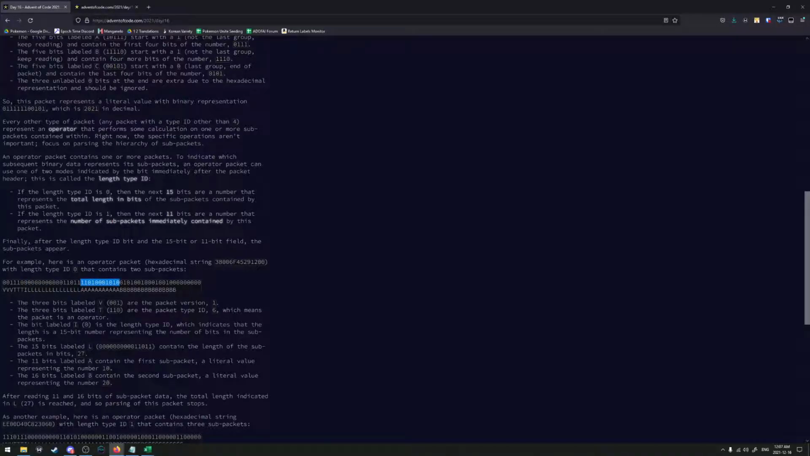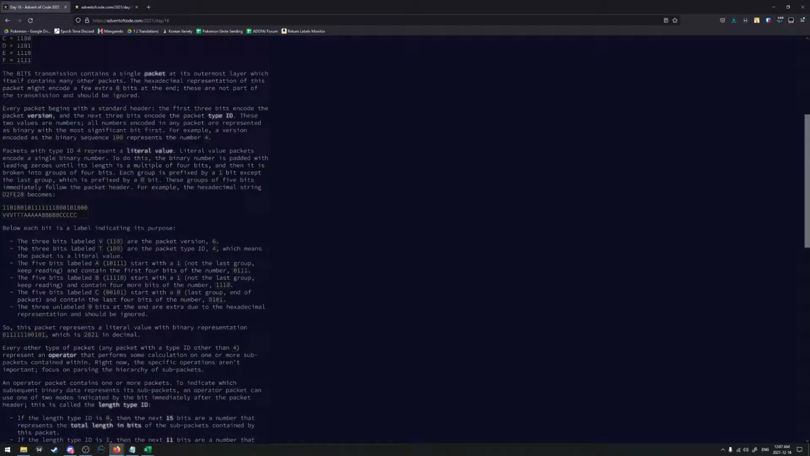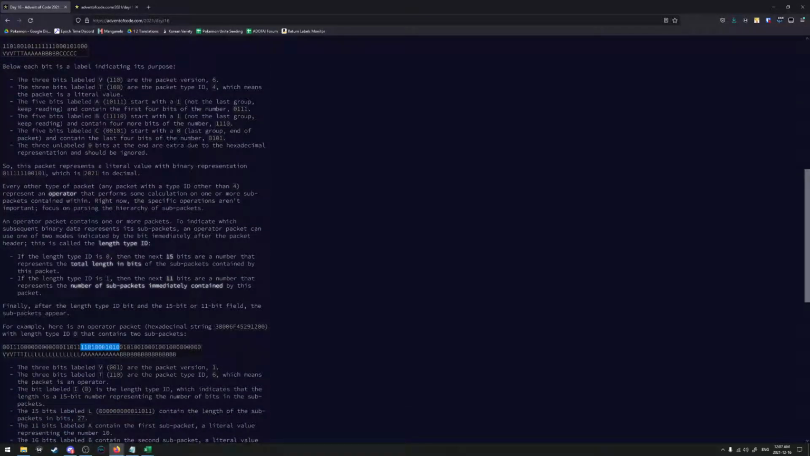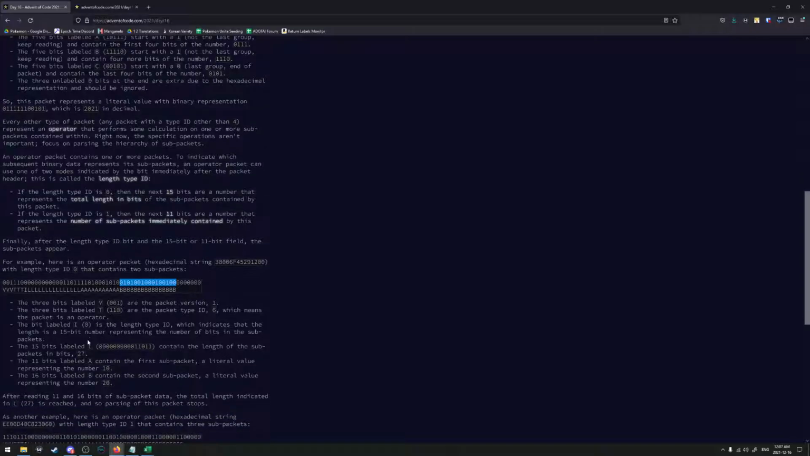Oh wait, this is a subpacket. Okay, so it's 110, type that. 100, it means it's a literal. Yeah, because type 4 is a literal value. Then this is 0, so 1, 2, 4, 8. 8 plus 2 is 10. Okay, and then we look at the next 27 bits and say that's our subpackets. So you have 10 and 20.